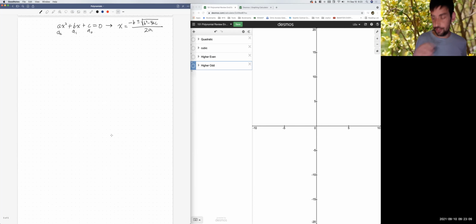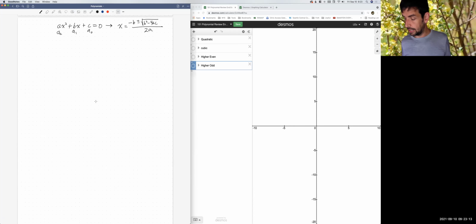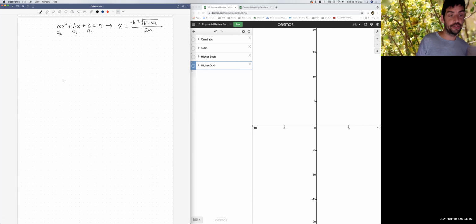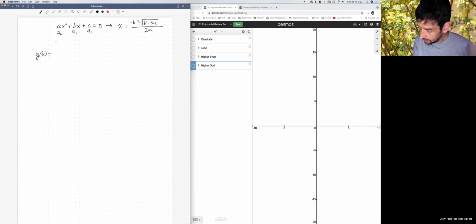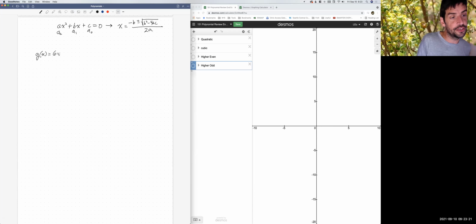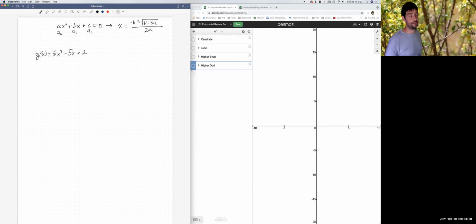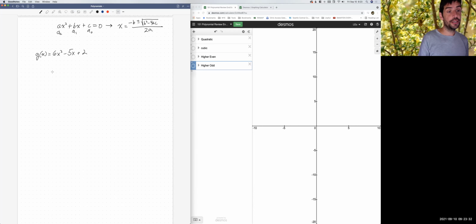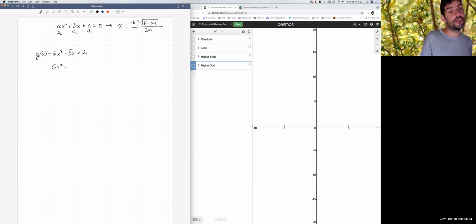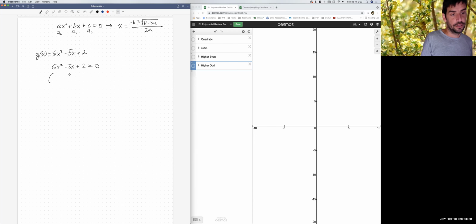So let's go ahead and do that. Actually, let's hold off on doing that. Let's first look at this function. So here's a quadratic, g of x equals 6x squared minus 5x plus 2. We don't always have to defer to this quadratic formula. In this case, for instance, I might be able to factor this thing, right?